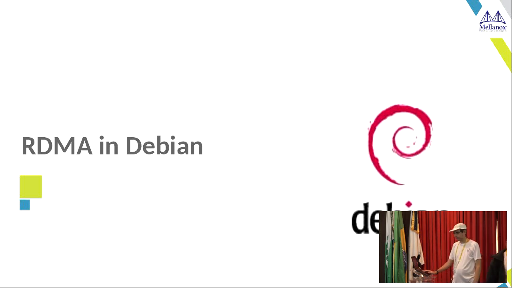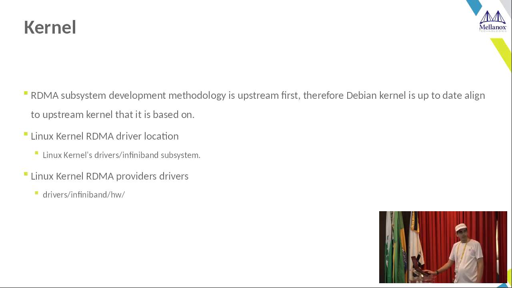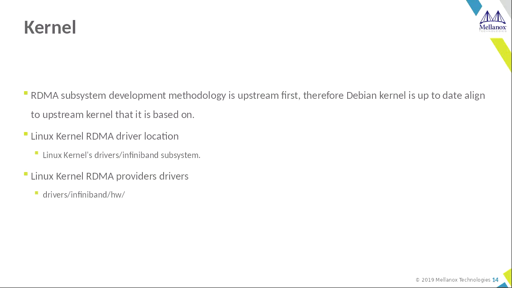Okay, now we are going to RDMA in Debian. In the kernel side, the RDMA subsystem development is usually upstream first. Therefore, the Debian kernel is up to date, aligned to the kernel that we are based on. All the drivers of RDMA are in the directory drivers/infiniband, and the providers' code is in drivers/infiniband/hw, and there you can find all the providers' kernel modules.